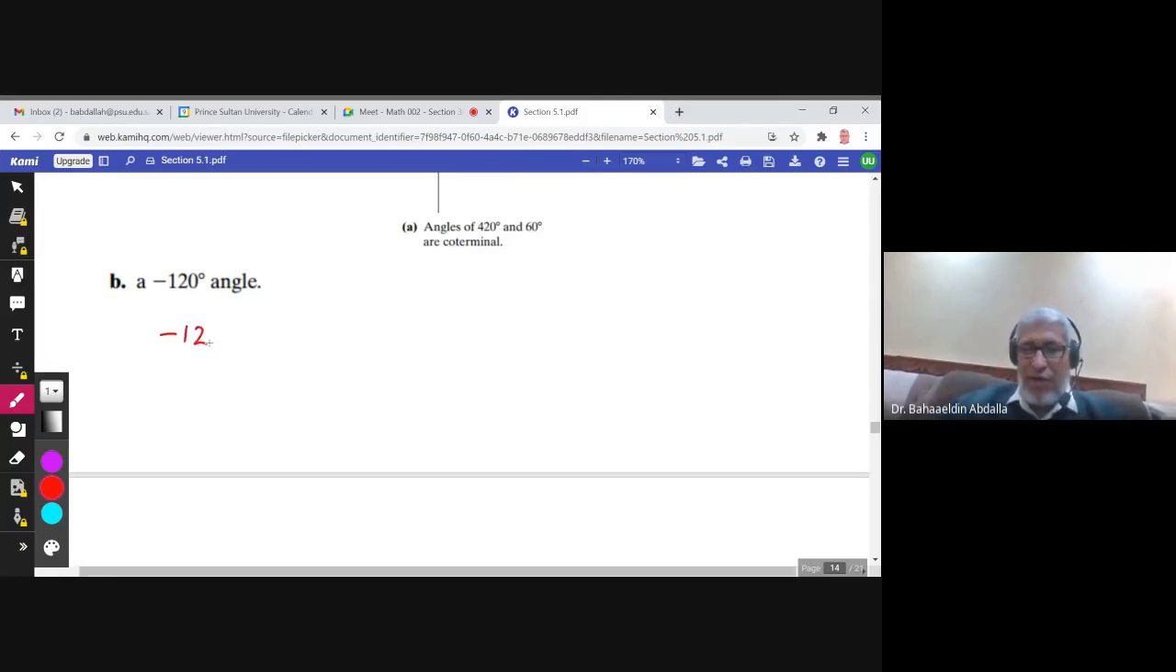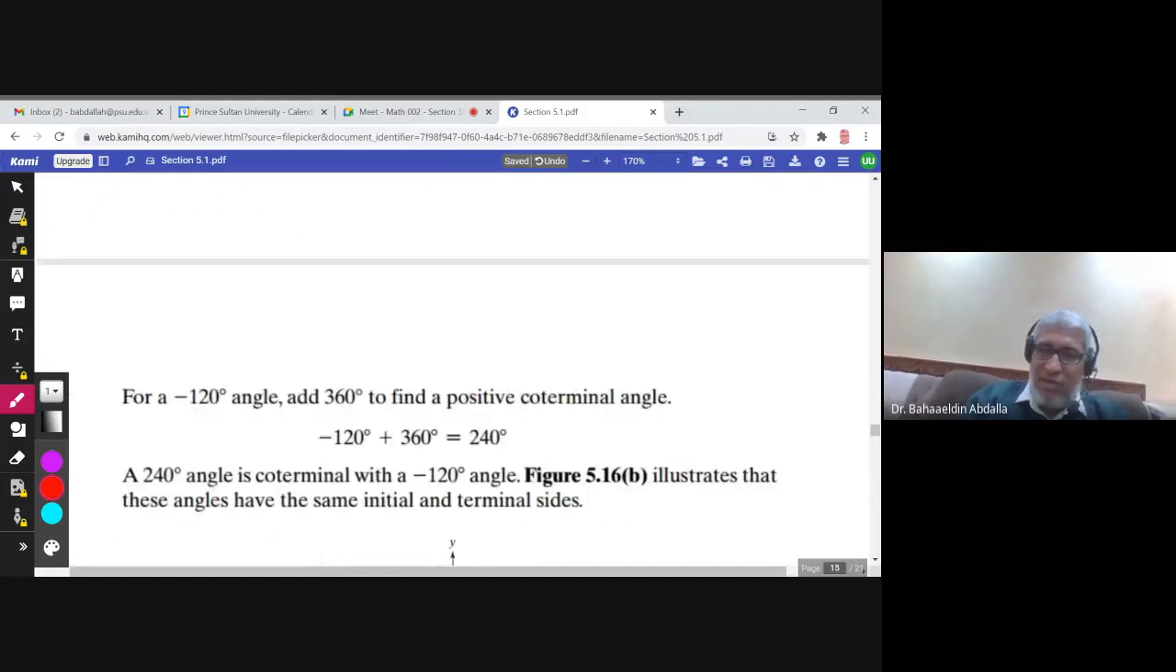If you add negative 120 plus the angle 360, I am adding here because I need a positive angle. You will get 240. Now 240 is coterminal to negative 120, and it is less than 360, and it is positive, so the required angle is 240.